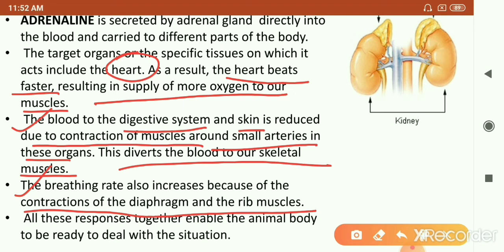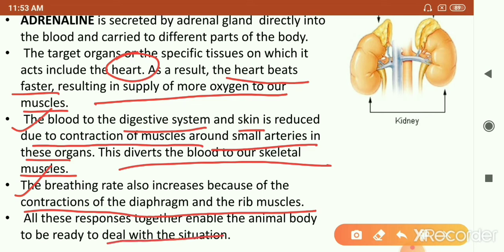So all these things happen, and then there is more and more glucose also. The glycogen which is stored in the body will be converted to glucose, and that is also put into the blood, and that is then taken to the muscles. So because of all these activities that occur due to adrenaline, your body gets enough energy to deal with the situation.